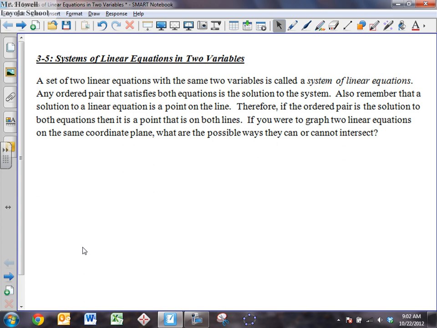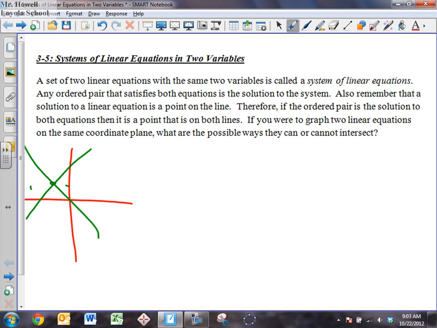Okay, so now we're looking at where we have two linear functions, either crossing or doing something on the plane. We know that in the past we've said a solution is a point on the line. Well, if it's a solution to both equations, then it's going to be a point on both lines. Now, what are the possible solutions if we're graphing two lines together? Good. Intersecting is the one way to start. Very good. So the first thing we're going to look at are lines that intersect somewhere on our graph.